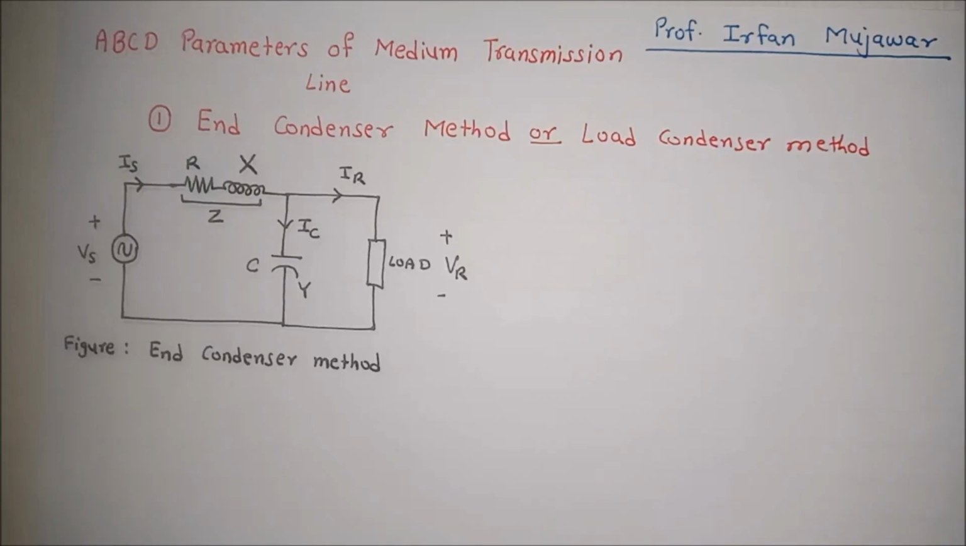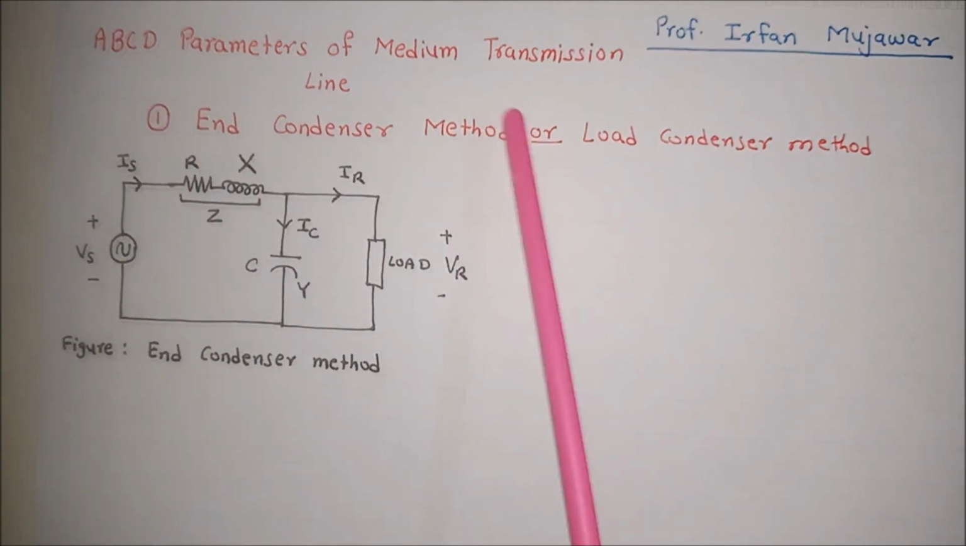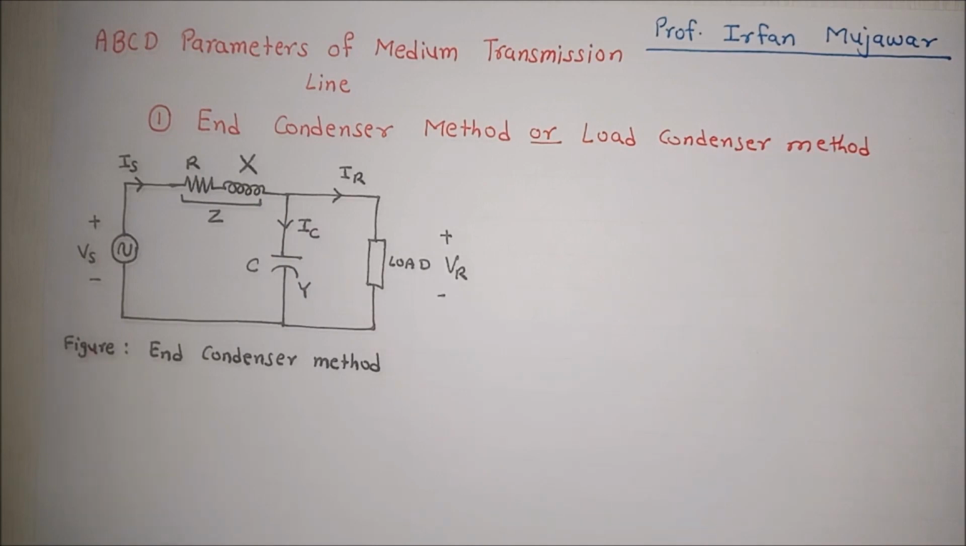Hello everybody. Today we will derive the ABCD parameters of a medium transmission line, and today we will consider the first method of analysis of medium transmission line, that is the end condenser method, which is also known as the load condenser method. So as you can see in this figure, this is the per phase diagram of a medium transmission line.